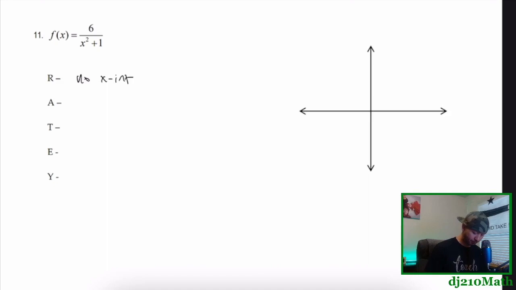Bottom, there's no vertical asymptotes, right? Because x squared plus 1 equals 0. Never. There's no square factors in top or bottom. The end behavior is going to be y equals 0 because it's bottom heavy. And the y-intercept is when x is 0. So this is going to be when y is 6. Right, 6 over 1.